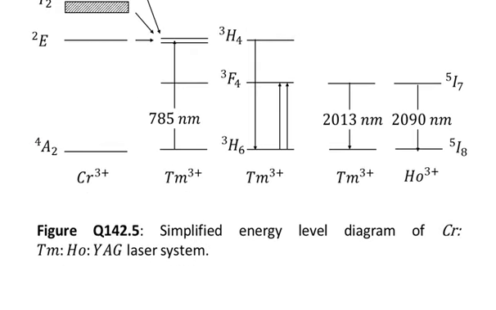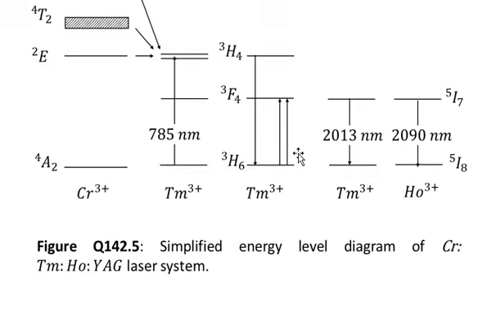So when we are only talking about the thulium, the upper laser level will be 3F4. Since a large population has gathered, this population will be transferred to the 3F4 level, which forms the upper laser level for the thulium ion. And then the transition will occur from this 3F4 level to the 3H6 level, giving you an emission at a wavelength of 2030 nanometers.